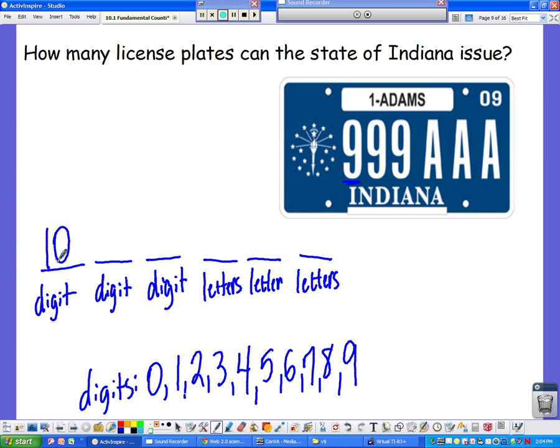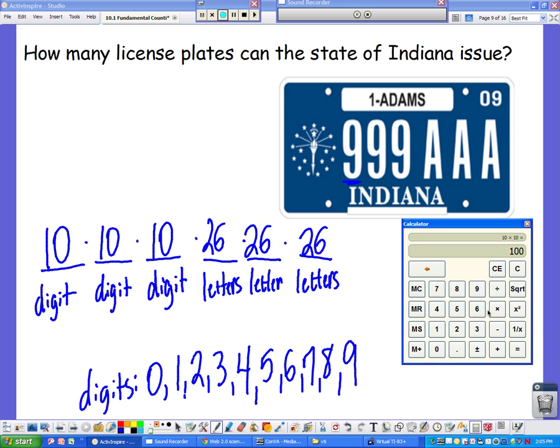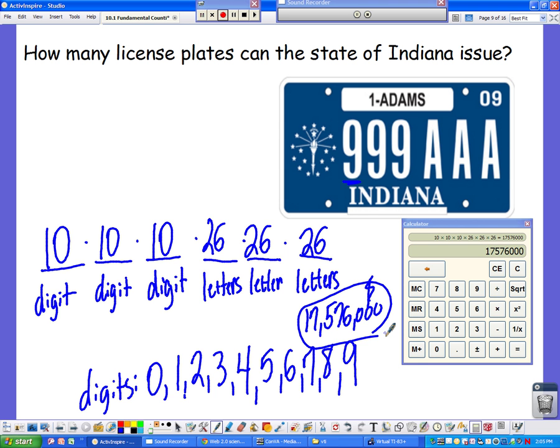Now, assuming I can use the same digit, so if I put a 2 in that spot, unless it's been specified, I can put a 2 in the next spot. So how many choices do I have for the next spot? Well, I have 10. And how many choices do I have for the third spot? Well, I have 10. There's 26 letters in the alphabet, so I have 26, 26, and 26. And I just multiply all of those. We get 10, 10, 10, 26 3 times. We find out that we can make 17,576,000 license plates with that format.